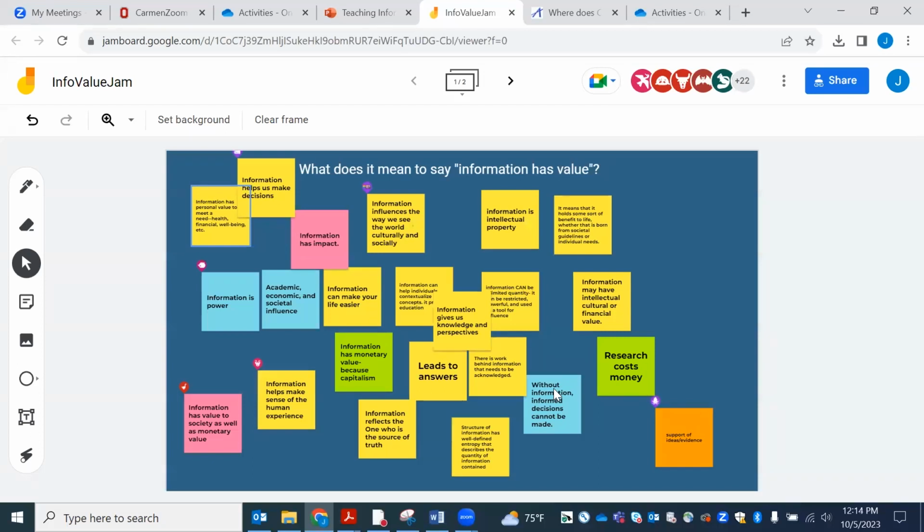Information helps us make decisions. Yes, it helps us meet a need: health, financial, well-being, academic, social. You're pointing out so many different ways that information is valuable, right? We can't make decisions without information. Absolutely. It leads us to answers. It leads us to what we need to know. Great. Thank you all so much for sharing your responses there. We'll go ahead and go back to our workshop slides.